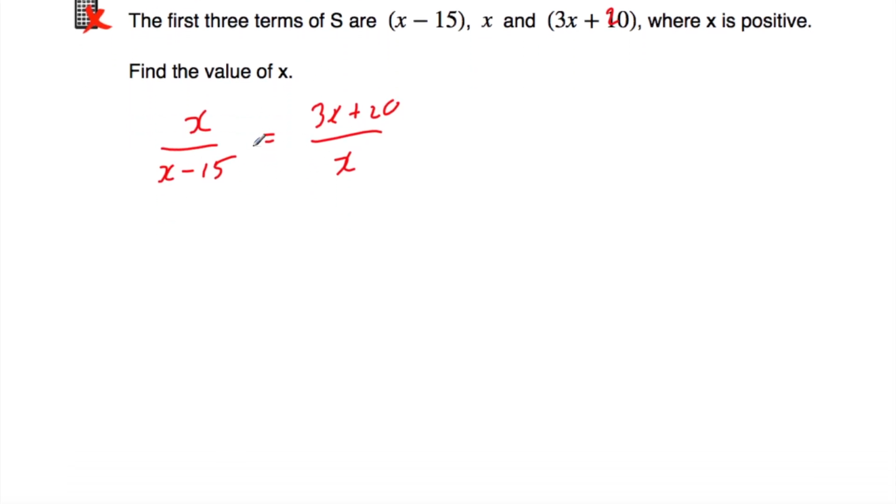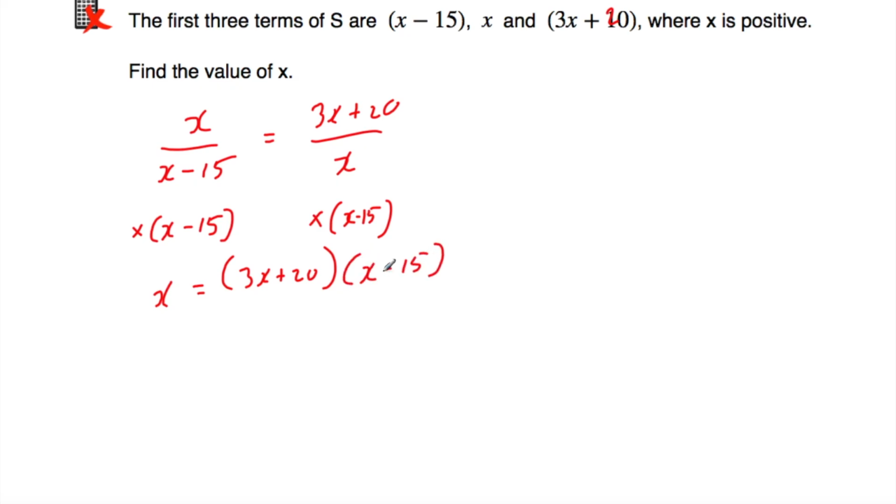One way we can solve this equation is to multiply both sides by x - 15. On the left hand side, we're multiplying by x - 15 to get rid of the x - 15, so we'd just be left with x. On the right hand side, we've got this fraction, and whenever you multiply a fraction by something like this, it just goes in the numerator. So you've got (3x + 20) brackets, and then (x - 15) brackets, and that's all divided by x still.